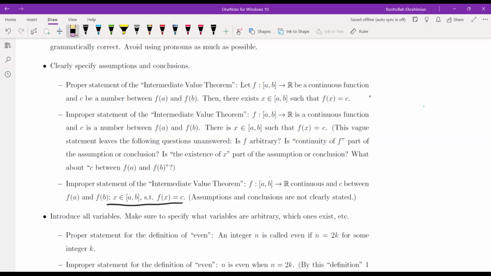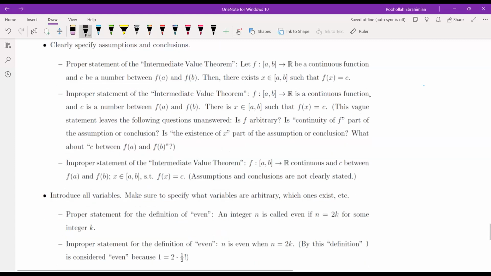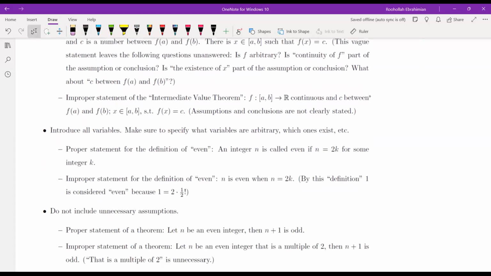Next thing you want to watch for is you want to introduce all of your variables. So if you are using a new variable, introduce it. Say x, and then what is this x? Is it a real number? Is it an integer? Is it a set? Is it a function? What is it? So here is an example.